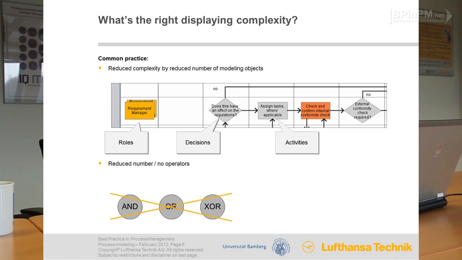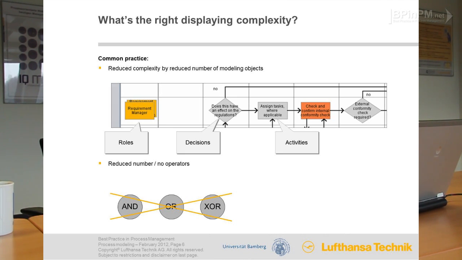On the left side, the yellow ones are the roles that perform the tasks that are in the swimming lane at the right. And decisions are some sort of diamonds. And activities are just gray boxes. And we have some red boxes. They indicate that there was an update in this activity during the last revision of the process.